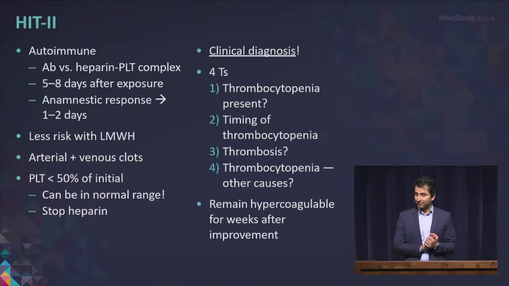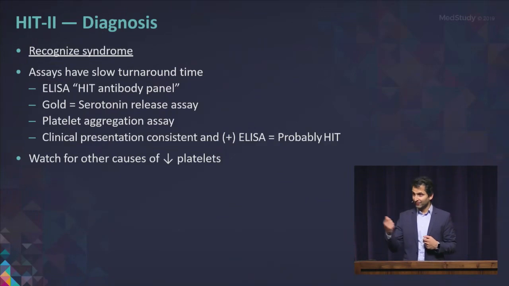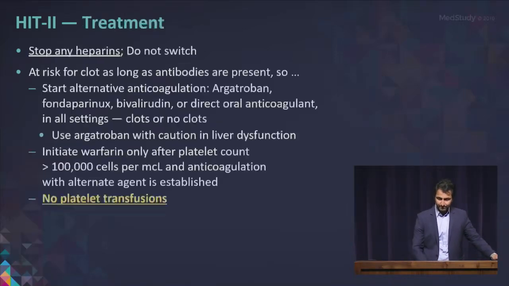But that's not enough because these patients, as I said, remain hypercoagulable related to these circulating complexes for many weeks, if not several months. And therefore, you must start alternative anticoagulation as well. To diagnose, the gold standard is the HIT antibody panel and the serotonin release assay as a confirmation. But these studies can take a few days, and so it's really a clinical diagnosis until you get the confirmation.